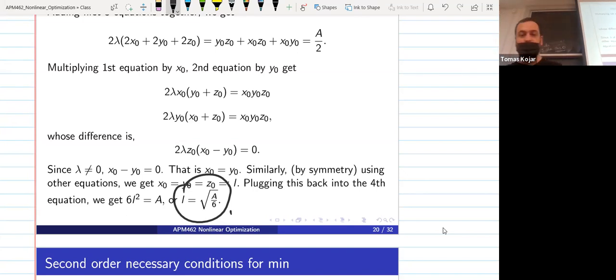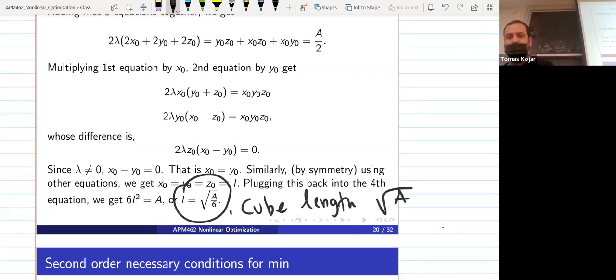Anyway, so if Bezos asks you, it has to be a cube of length square root A over 6. Good? Yeah. Or Elon, I don't know, whoever. Do they use boxes? I don't think they use boxes.